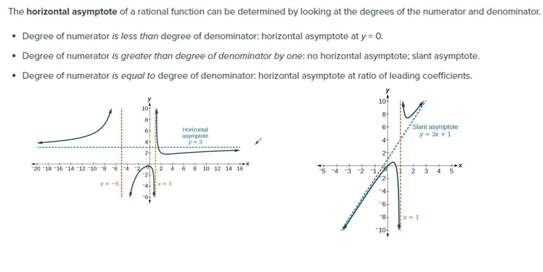the numerator-denominator relationship. If the degree of the numerator is less than the degree of the denominator, say we have an x squared on top, but we have x cubed on the bottom, our asymptote is going to be y is equal to 0. If the degree of the numerator is greater than the degree of the denominator by 1, there's no horizontal asymptote. You're going to have what is called an oblique or slant asymptote. And this is this case here.